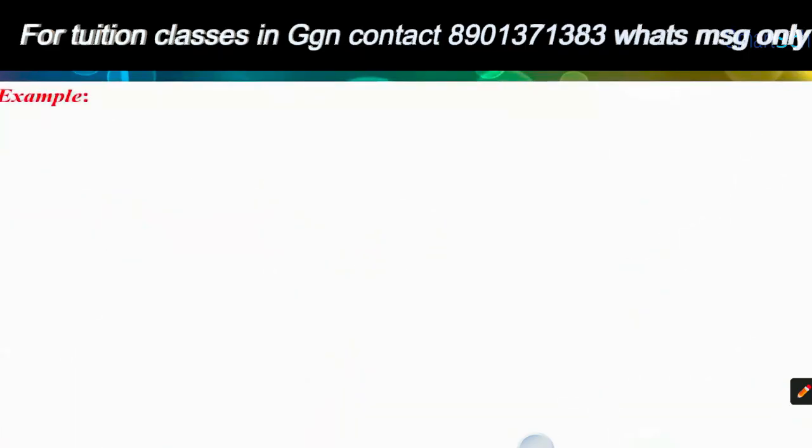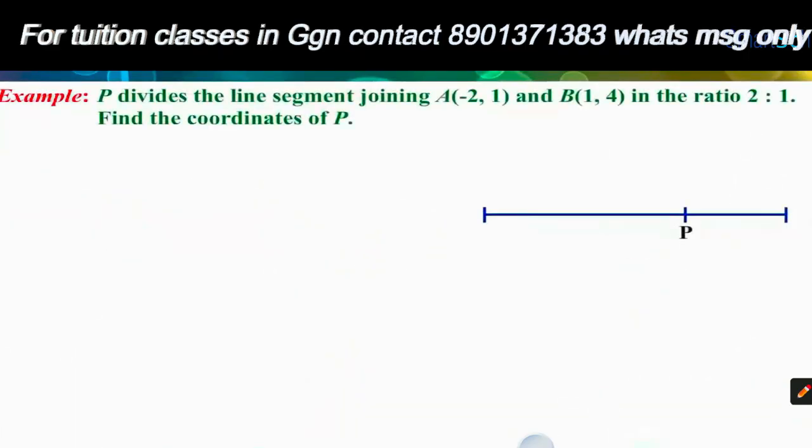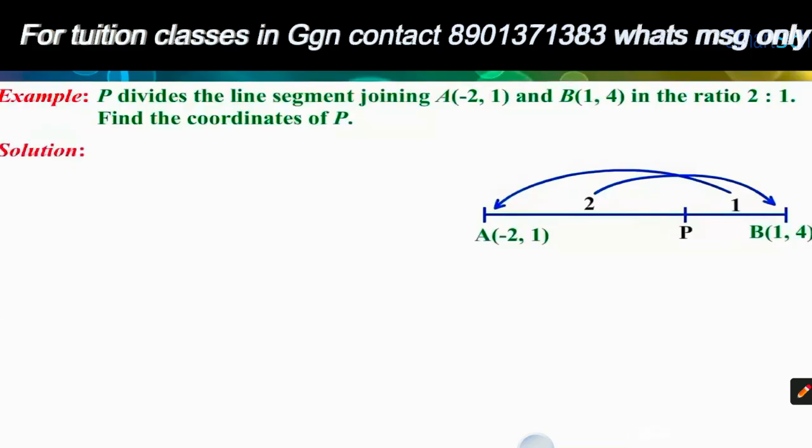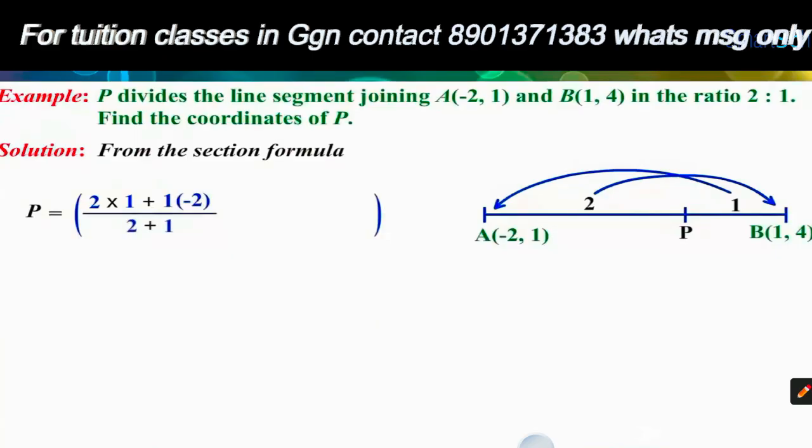Example 1. P divides the line segment joining A (minus 2, 1) and B (1, 4) in the ratio 2:1. Find the coordinates of P. Let's solve this. From the section formula, P is equal to 2 gets multiplied with the x coordinate of B, that is 1, plus 1 gets multiplied with the x coordinate of A, that is minus 2, divided by 2 plus 1.